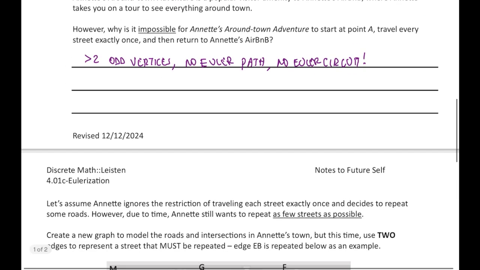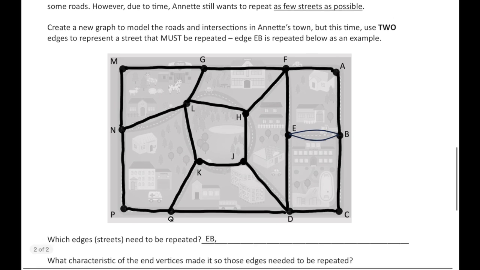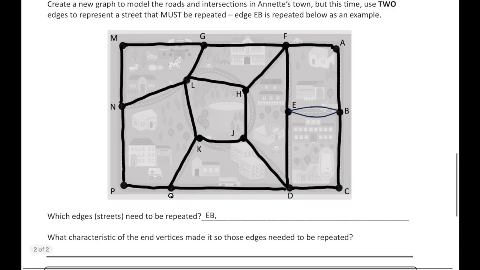So I'm going to go into the next section. If we forget about that rule where we cannot repeat a street, we want to get around and get back to home at A. How can we do that repeating as few streets as possible? Jumping ahead, this is going to be our process called Eulerization. Eulerization is identifying all of those odd vertices and repeating edges, not creating new edges, repeating edges on a graph to build an Euler circuit. So once again, we had 1, 2, 3, 4, 5, 6, 7, 8 odd vertices.